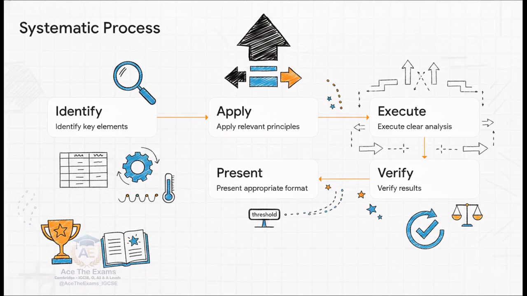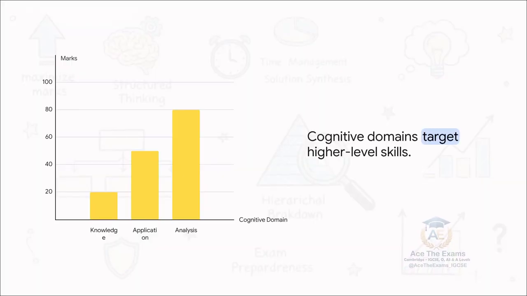By following this standardized sequence, you are actively curing the vague, rushed answers that cost so many students their target grades. The assessment objectives for Cambridge Computer Science aren't just about rote memorization. They scale up heavily toward application and distinct cognitive domains of analysis. Look at this breakdown. Knowledge and understanding are just the baseline. Notice how the bulk of the marks live in application and analysis. This proves exactly why generic, fact-dumping answers completely fail. You have to take that baseline knowledge of what a sound sensor is and apply it dynamically to the context provided. You have to analyze the data flow.